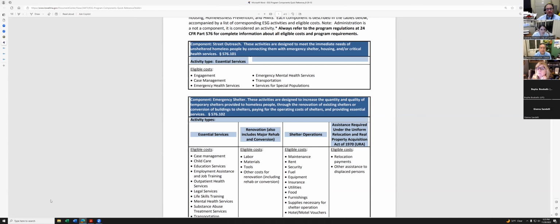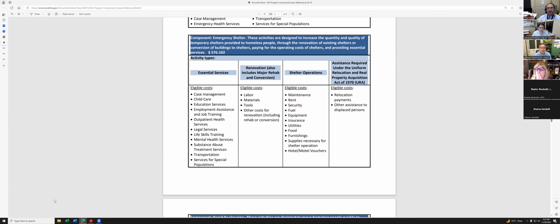Okay, so when Elliot keeps talking about component, that's what he means, these eligible main activities, because HUD breaks it out into four or five, and we have to report to HUD on spending based off the component. Emergency shelter is basically the more run-of-the-mill, what you're probably used to hearing for ESG. That's for existing shelters and paying for operating costs, case management, a lot of salaries, and supportive services like legal services and mental health, kind of similar to above.